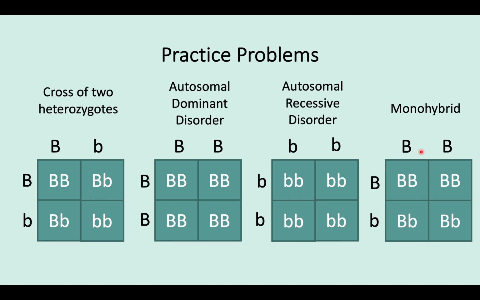And then we have what we call a monohybrid. So in this case, we have an autosomal dominant and an autosomal heterozygote on this side. So if we do the Punnett square here, we go capital B in this square. We have capital B in this square. In this bottom left, we have capital B and lowercase b. In the bottom right, we have capital B and lowercase b. So in this case, you have 50% that are autosomal dominant, and then 50% that are heterozygote for this disorder.